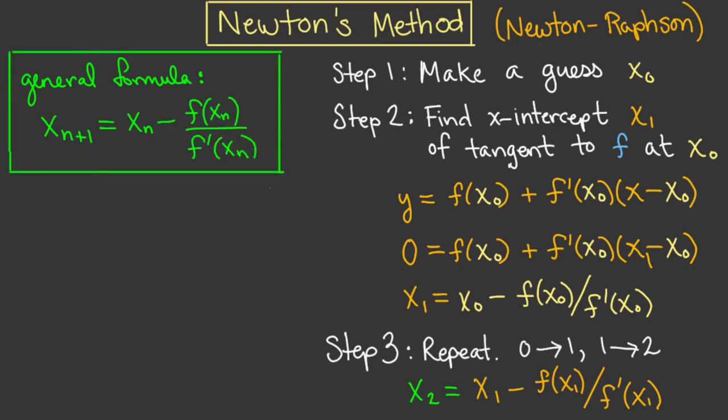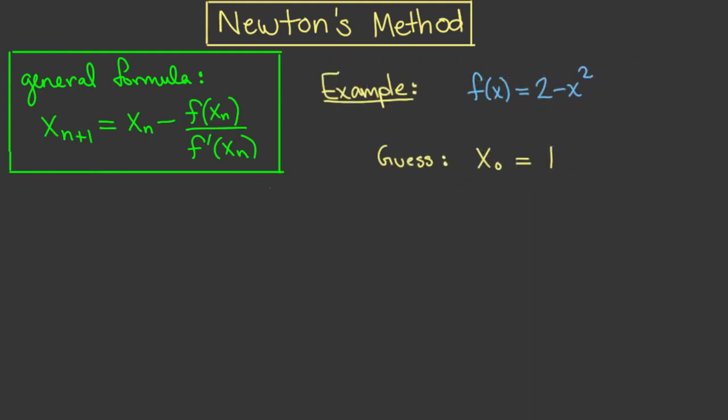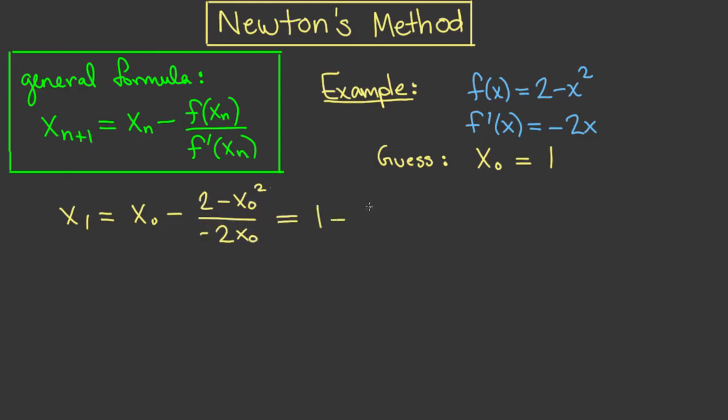Let's go back to see how this plays out with the example f of x is equal to 2 minus x squared. We're going to need the derivative, f prime of x, which is negative 2x. So we had that x sub naught was equal to 1. Then x sub 1 is going to be equal to x naught minus 2 minus x naught squared divided by negative 2x naught. That's just f of x naught divided by f prime of x naught. And that's equal to 1 minus 2 minus 1 squared all over negative 2, which gives us 1.5.